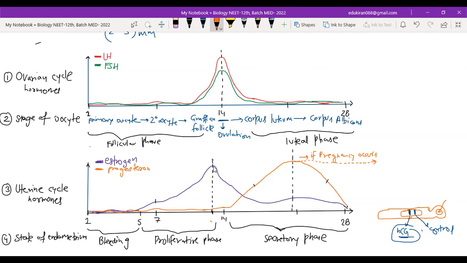And after ovulation, estrogen starts coming down and progesterone starts increasing, shown here in orange. It is the most dominant hormone of the secretory phase, or the post-ovulatory phase. Is it clear, Maraj? Yes, sir. It's clear. And this dotted line here tells that if pregnancy occurs, the level of progesterone stays, first due to the corpus luteum and later on due to the placenta. So it stays constant and high for the rest of the 9 months.